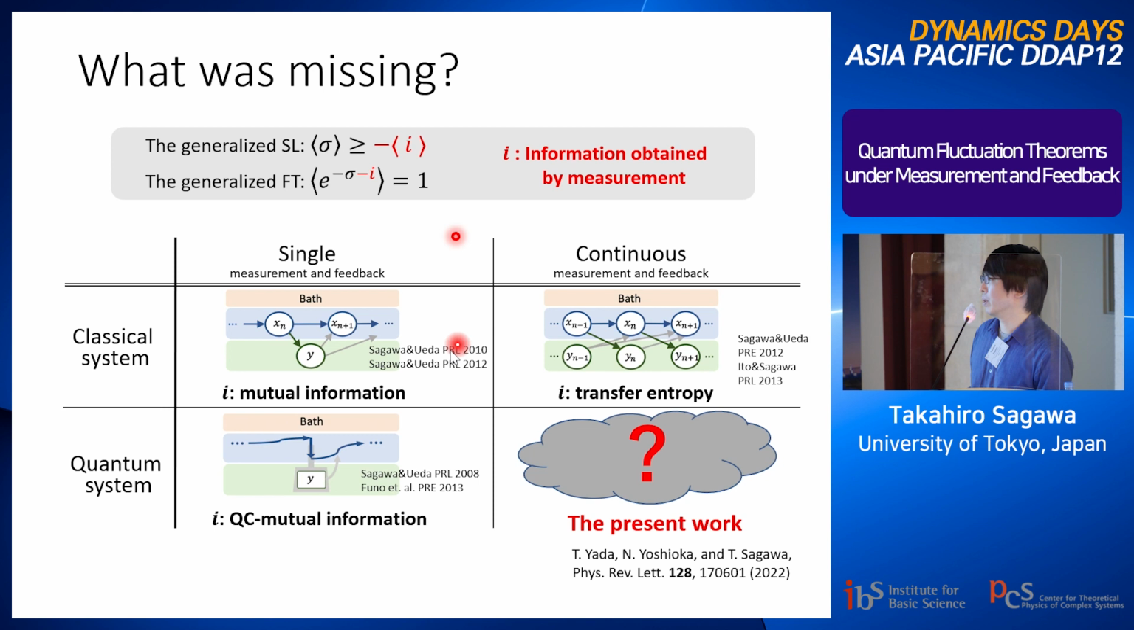So this is the same slide as I have shown before. I have talked about the classical single and continuous cases and the quantum single measurement and feedback case. So the main result of this talk is about the quantum continuous measurement and feedback case. And in every case, we have the same structure of the second law of thermodynamics and the fluctuation theorem. So the entropy production is bounded by minus some information term, and the fluctuation theorem is given by exponential of minus entropy production minus some stochastic information term. But we should properly choose the information term for each case. For example, in this case, just a mutual information, in this case, classical transfer entropy, and in this case, QC mutual information. So as we can expect, we can introduce a kind of QC transfer entropy here.